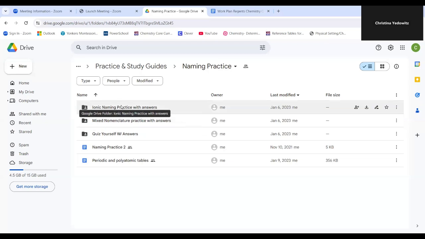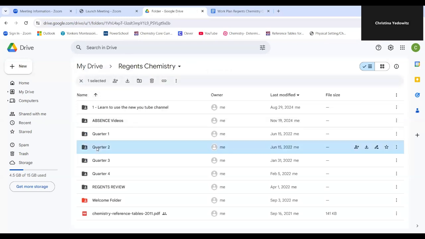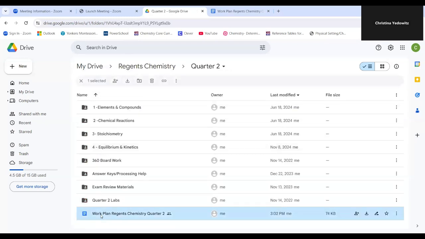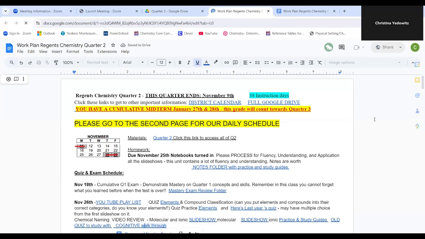the better this quarter is going to go. I'm actually going to go to the work plan to get this because I'm not exactly sure where I have it filed. When you go to the work plan, you'll notice that I have a document tied to the work plan called Cognitive Walkthrough.